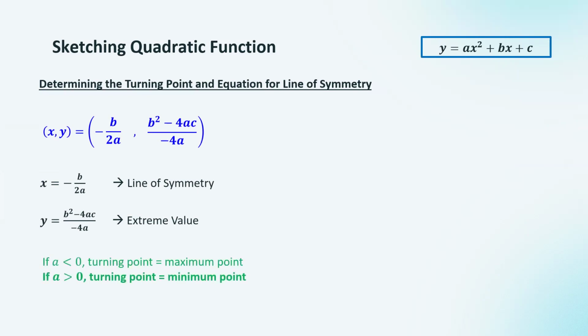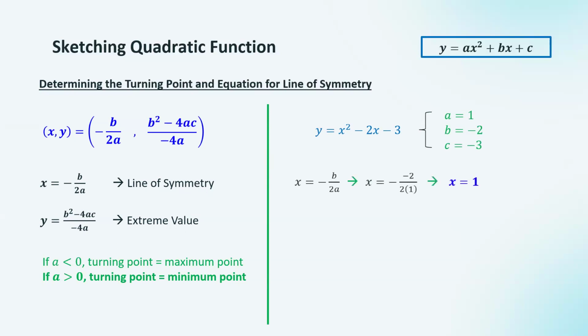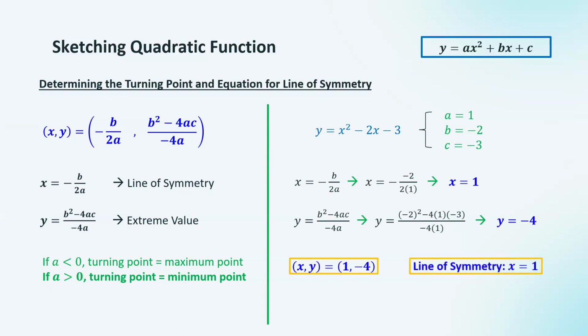So we can just try to input the a, b, c values over here. And we know that the x is going to be equal to 1 and the y is going to be -4. So the turning point is going to be (1, -4). And we know that the line of symmetry is going to be the x, which is x equals 1. And again, remember, if we want to know whether the turning point is a minimum or a maximum point, we can always see the a value. In this case, the a is positive, so the turning point is going to be a minimum point.